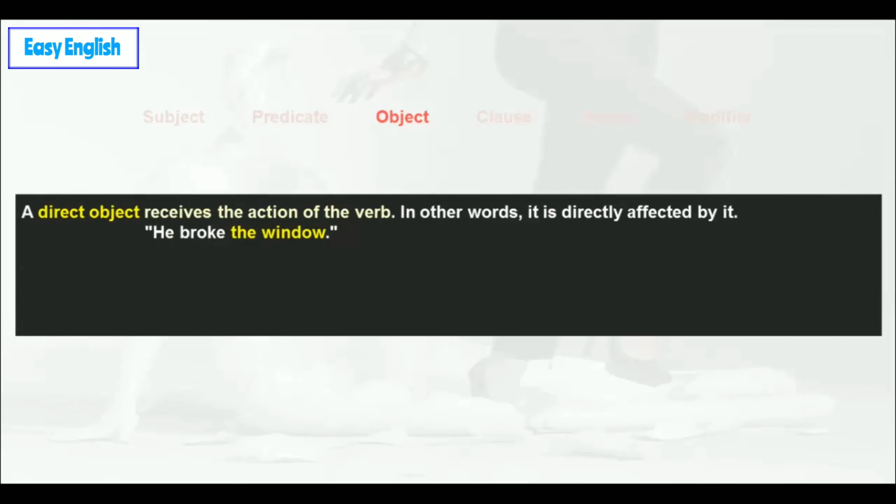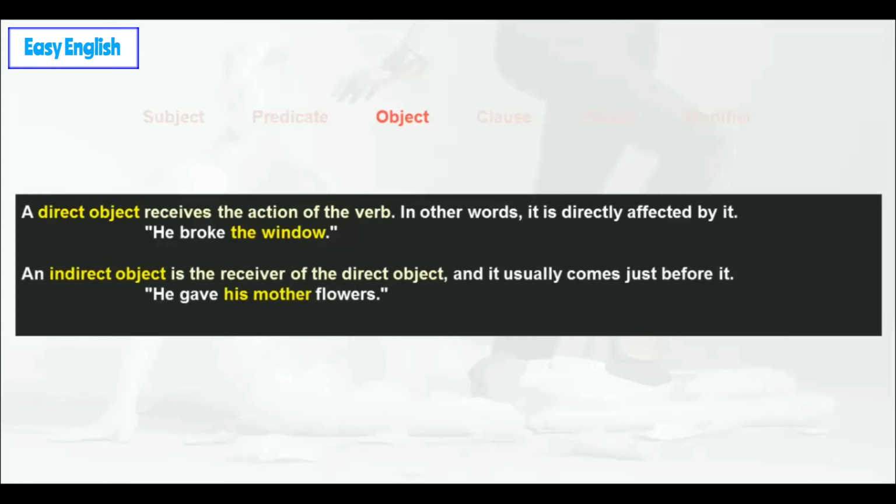Now for the object. A direct object receives the action of the verb. In other words, it is directly affected by it. He broke the window. An indirect object is the receiver of the direct object, and it usually comes just before it. He gave his mother flowers.